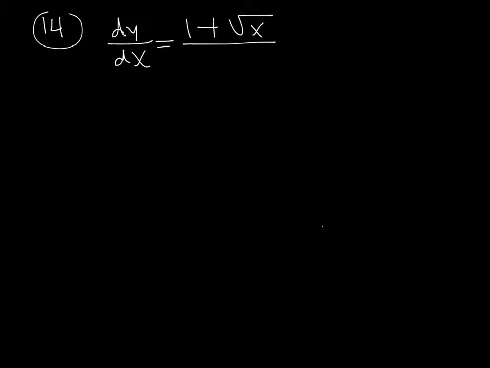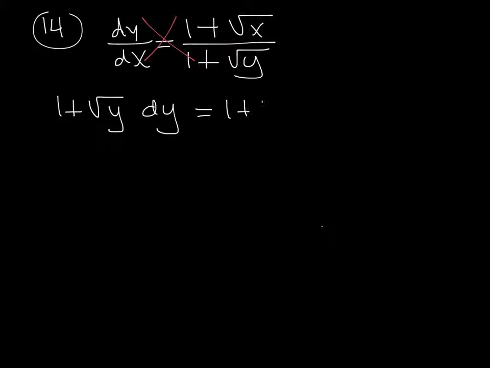Number 14, our given differential equation is dy/dx equals (1 plus the square root of x) all over (1 plus the square root of y). And again, we're finding general solutions. They might be defined implicitly or explicitly. Okay, so we can definitely just cross multiply. So we have (1 plus the square root of y) dy equals (1 plus the square root of x) dx.